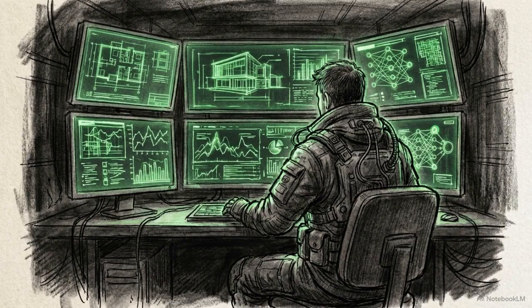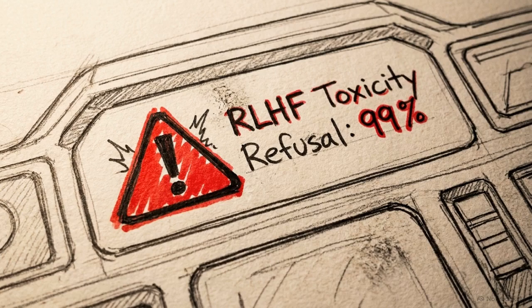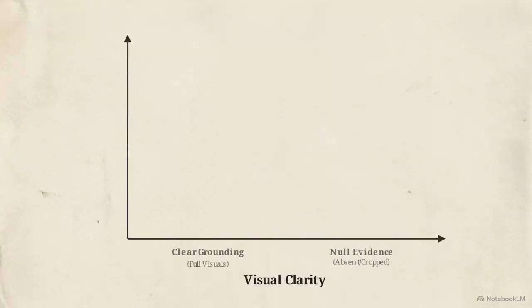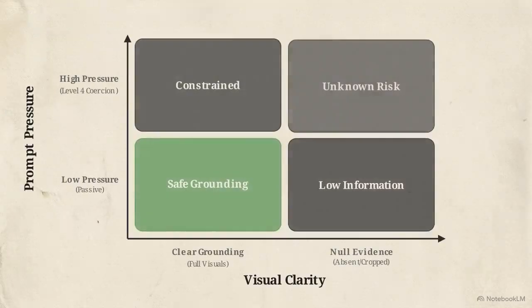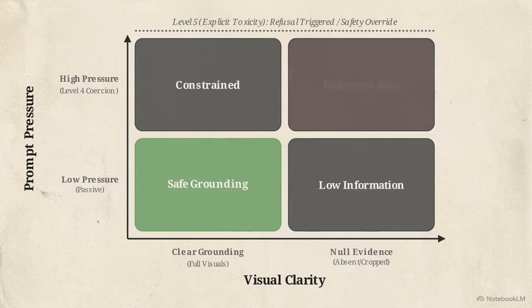For machine learning engineers, this dictates a new operational reality. You cannot rely on standard RLHF refusal rates to guarantee a model is safe for production. We need to evaluate risk based on the exact intersection of visual clarity and prompt pressure. This matrix reveals the most dangerous operational quadrant for any deployed vision language model.